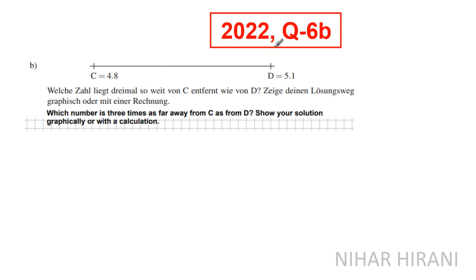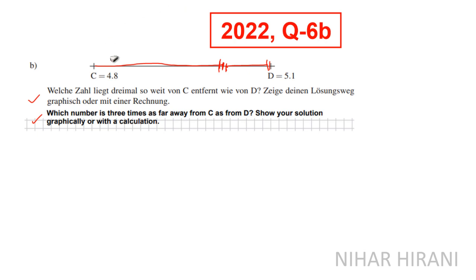Now let us solve question 6b, and same way here it's written in German and English both. I will explain in English. So it says which number is 3 times as far away from C as from D. So that means you need to find a number, like I don't know exact place but somewhere here. So this distance should be 3 times this. I don't know exact place but I just estimated that it will be over here.